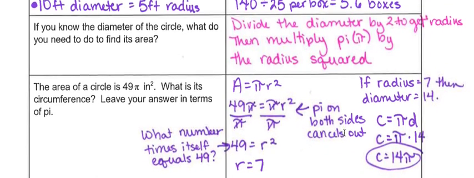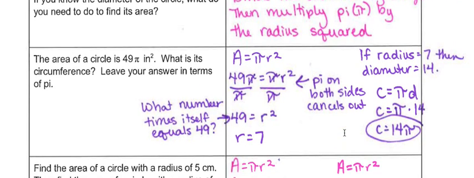Okay, the area of a circle is 49 pi square inches. What is its circumference? Leave your answer in terms of pi. So what I need to do is break this down. I know that if I know the radius or the diameter, I can find either area or circumference. So I need to take the area and figure out what my radius is. Once I know that, I can find my circumference.